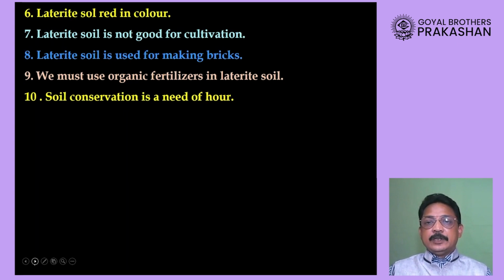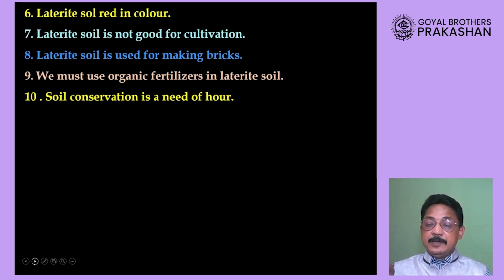Now, laterite soil is used for making bricks. Why? The answer is laterite soil, when it becomes dry, becomes very hard like rocks. And that is why it is used for making bricks. Now, we must use organic fertilizers in laterite soil. The answer is laterite soil is acidic in nature.